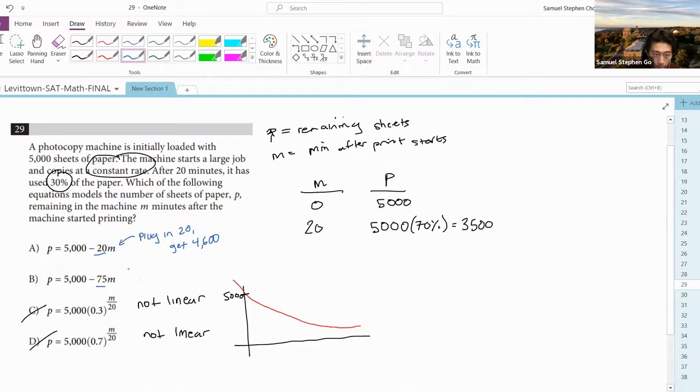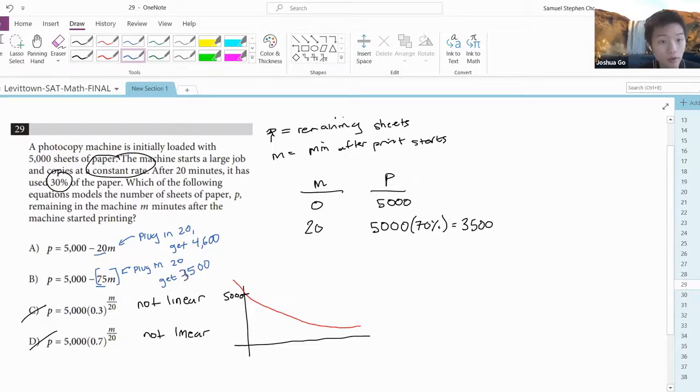Okay. So for answer choice B, we have 5,000 minus 75 times 20 minutes, which is 1,500. Yes, for that value. And then the P would be 3,500. So in this case, our answer would be B.